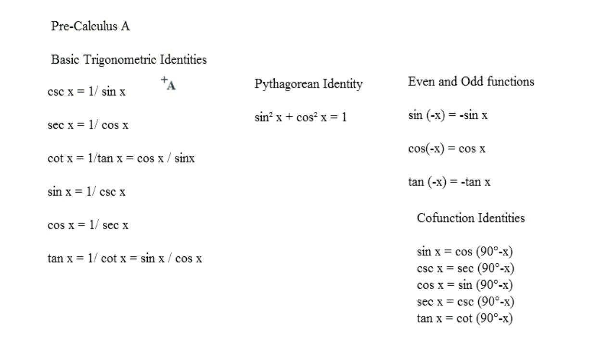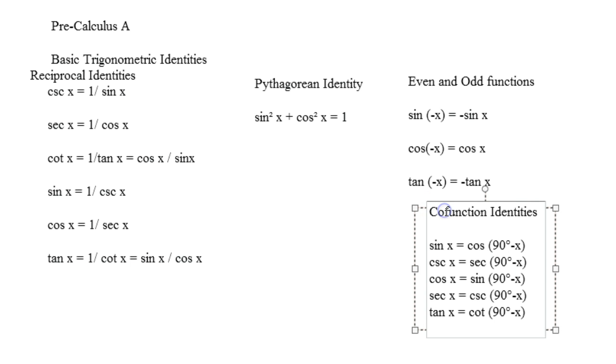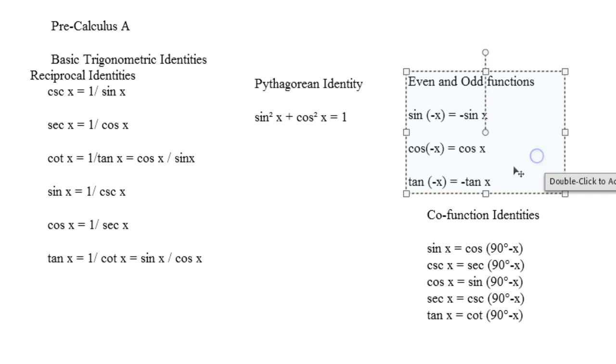These are all the basic trig identities. These are called the reciprocal identities. They go as follows. Pythagorean identity we will work on, and I'll show you how to arrive at the other ones. Even and odd functions are right here, and co-function identities are right down here. I should probably put that hyphenated. Let's make that hyphenated. There we go. That looks a lot better.